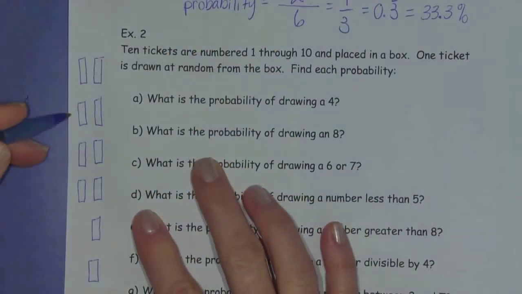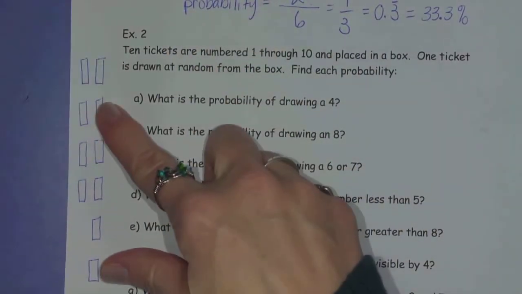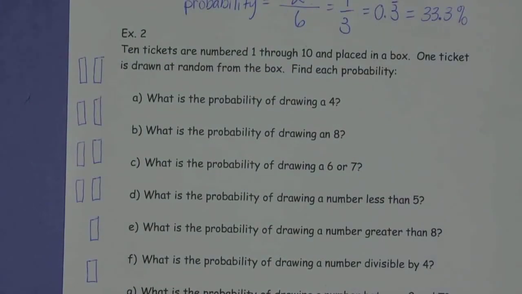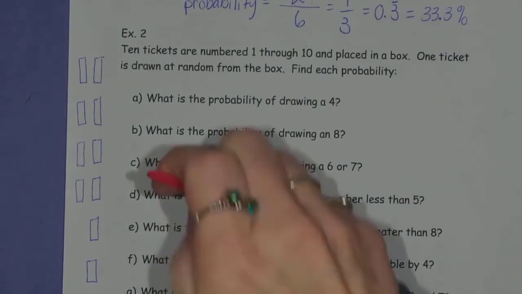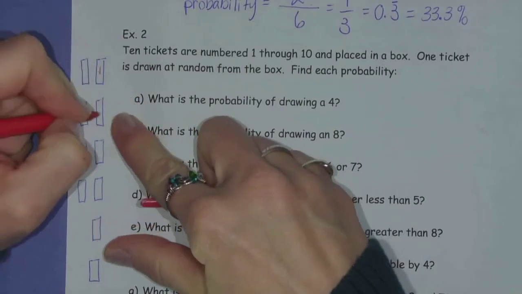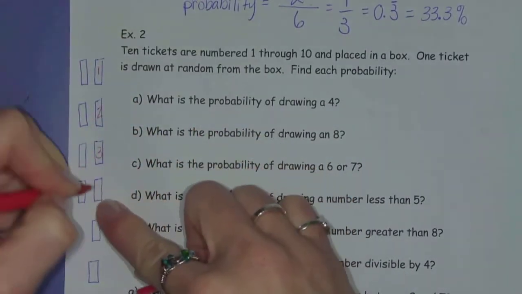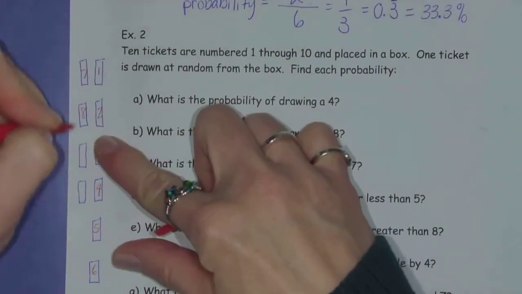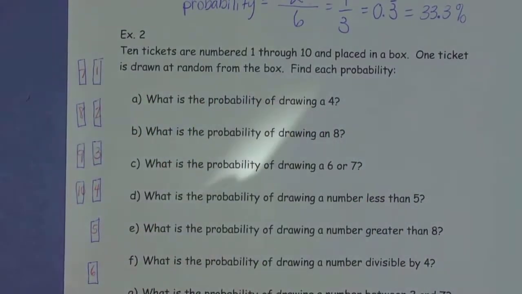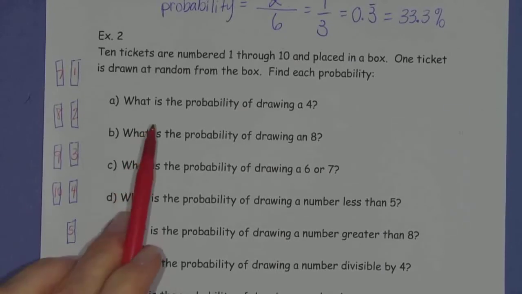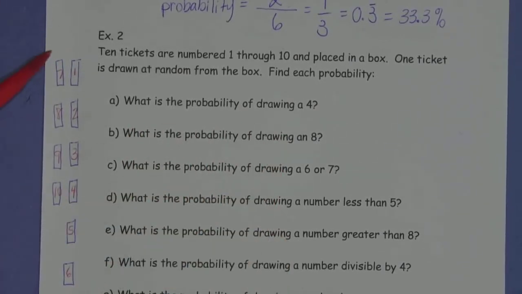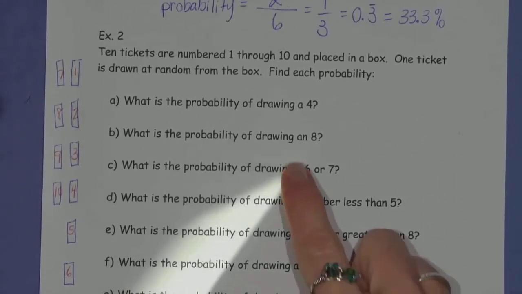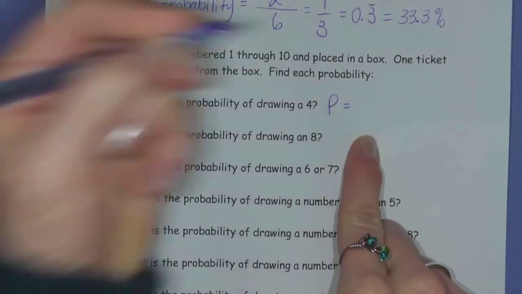So you have these 10 tickets, and they're numbered 1 through 10. So I'm going to call, it's my red pen. So this is ticket number 1, ticket number 2, 3, 4, 5, 6, 7, 8, 9, and 10. So there are my 10 numbered tickets. Now, what is the probability that you're going to draw from the box? Remember, these are all in a box, that you're going to pick the number 4. Well, let's do P for probability equals.